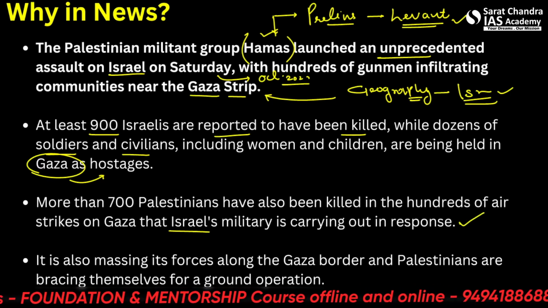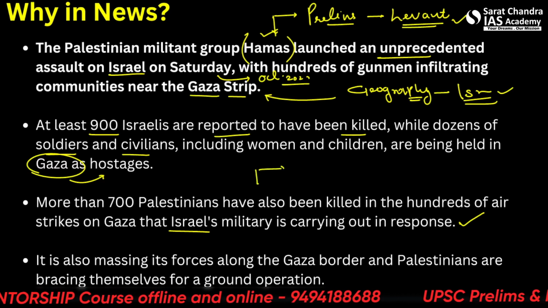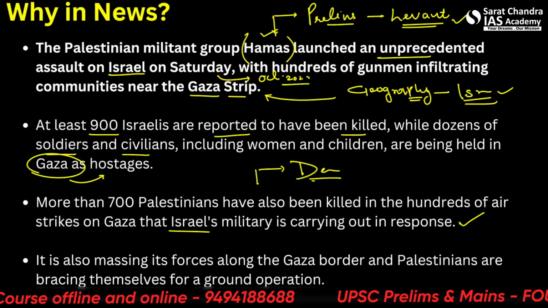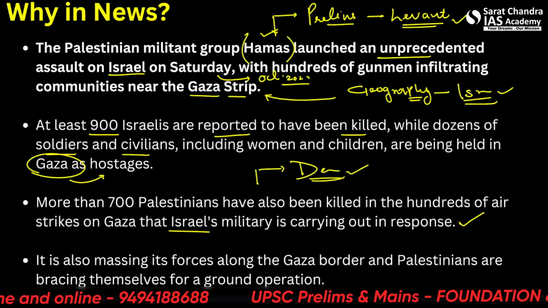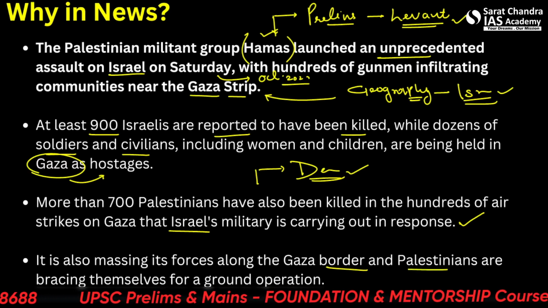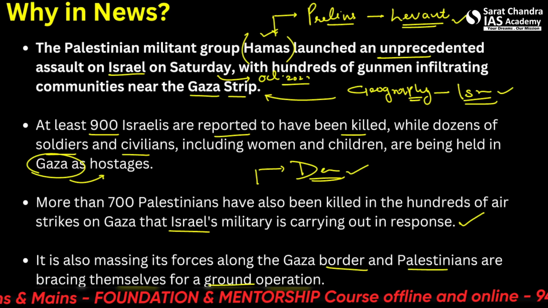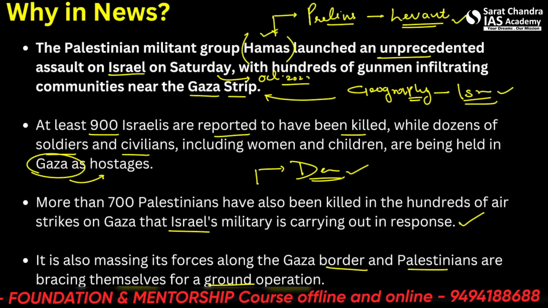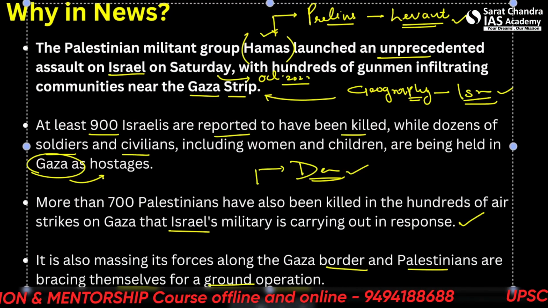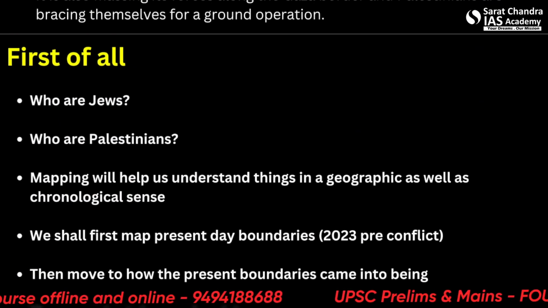So Israel has given a stern response to all of these activities, and the conflict is under development as we talk. It is also massing its forces along the Gaza border, and Palestinians are bracing themselves for ground operation. So maybe the plan of Israel is to completely wipe out the Hamas and all related organizations working in this area. Let us see how we should look at this situation.